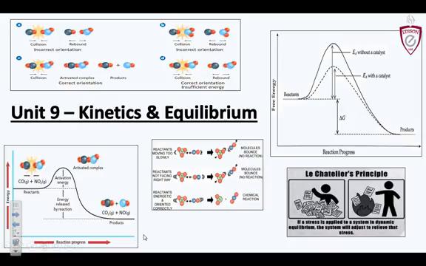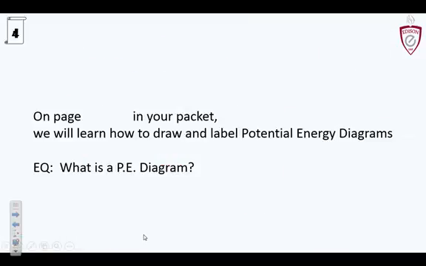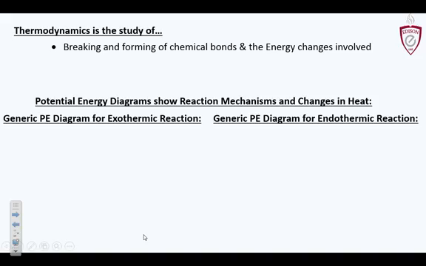Unit 9, kinetics and equilibrium. We're going to get into what those potential energy diagrams are in this video. Page 10, 11, video number 4. You got to know all the ins and outs of the PE diagram. Label them backwards, forwards, upside down. Be able to label them when the graph doesn't look identical to the ones that we have.